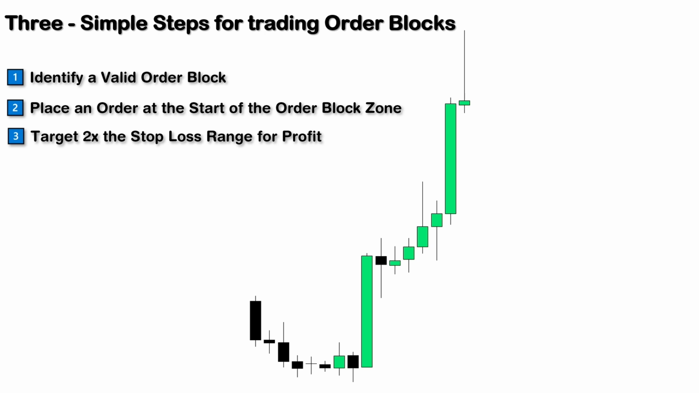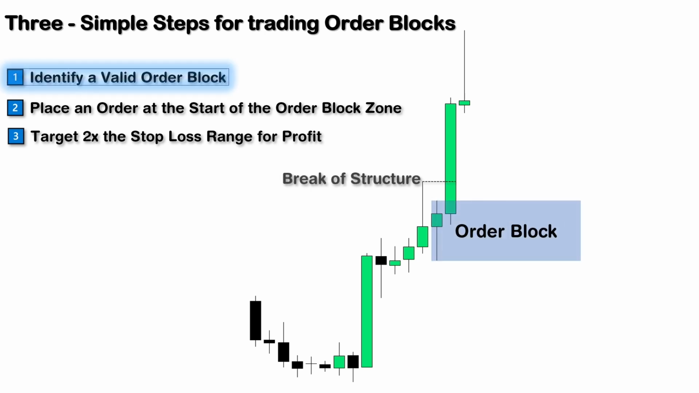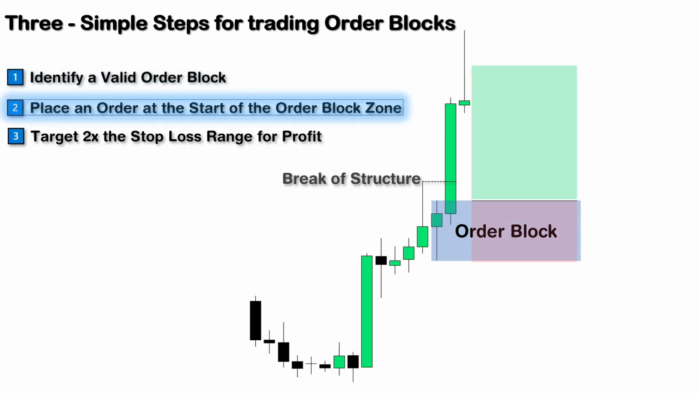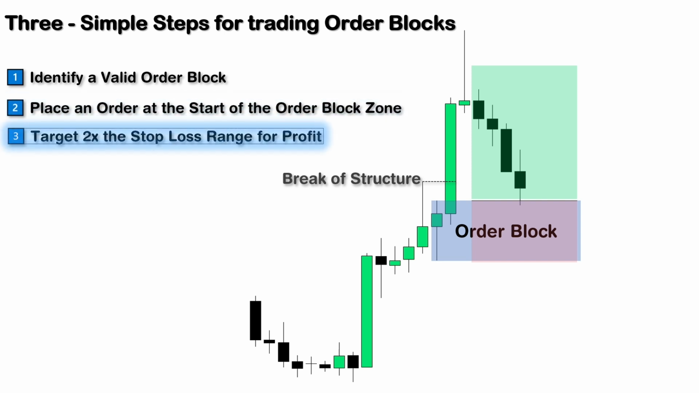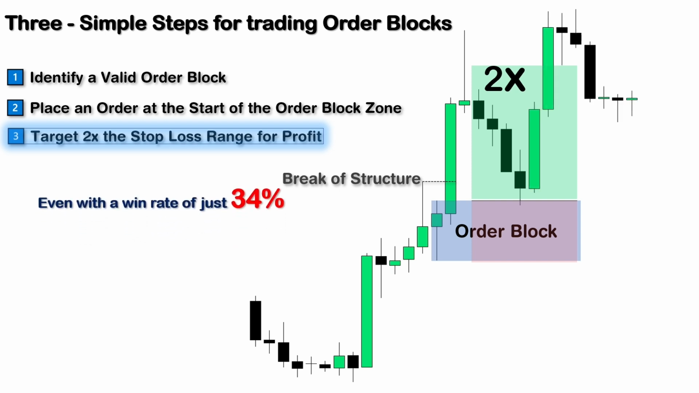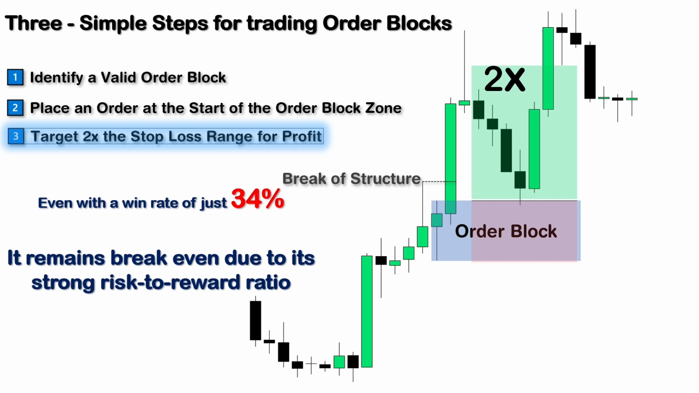Here are our simple 3 steps for trading order blocks. 1. Identify a valid order block. 2. Place an order at the start of the order block zone when price retraces. 3. Set the stop loss at the end of the order block and target 2 times the stop loss range for profit. This method ensures that even with a win rate of just 34%, it remains profitable due to its strong risk-to-reward ratio.